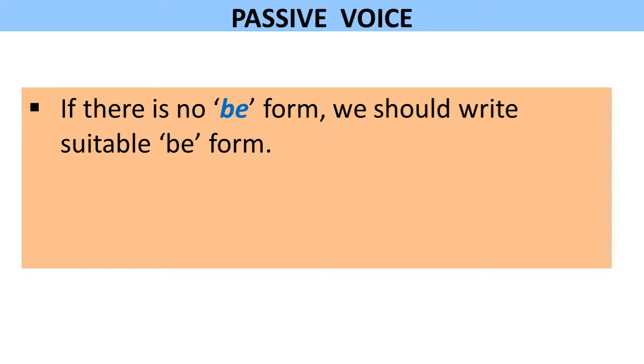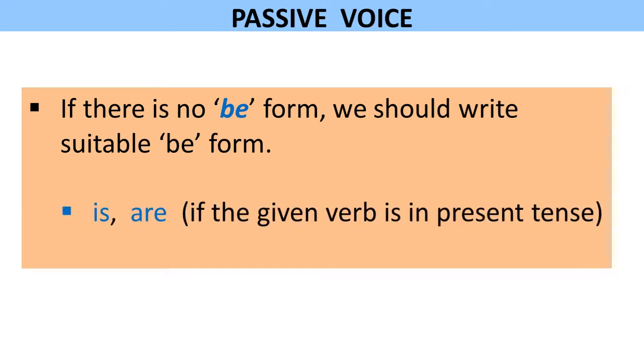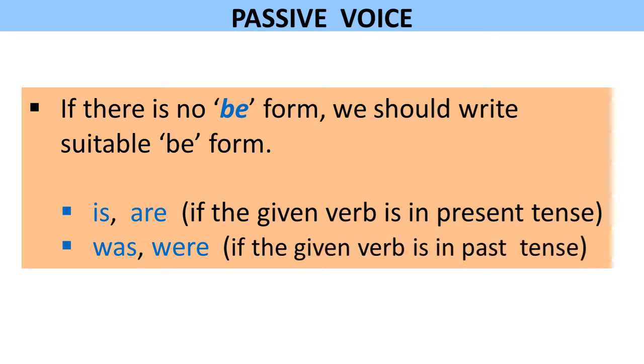If there is no be form, we should write a suitable be form in that passive voice sentence. And we use four be forms in that case. They are is, are, if the given verb is in present tense, and was, were, if the given verb is in past tense.